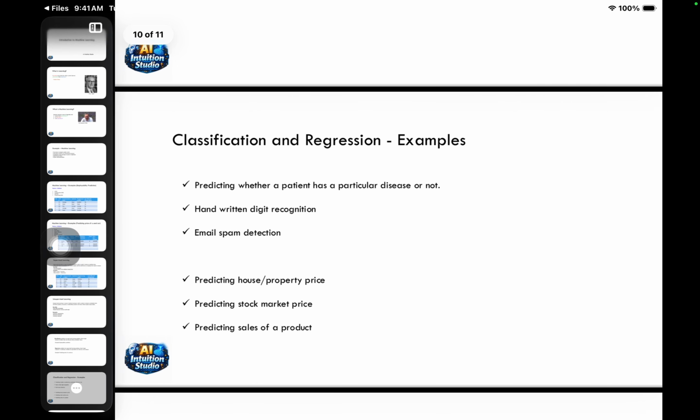Here are a few examples which I have taken, and you can tell whether it's classification or regression. Predicting whether a patient has a particular disease or not. Definitely, it's a classification. Handwritten digit recognition. Classification. Email spam detection. Classification. Predicting house or property price. It's a regression because we are predicting a number. Predicting a stock market price. Predicting sales of a product. Regression.